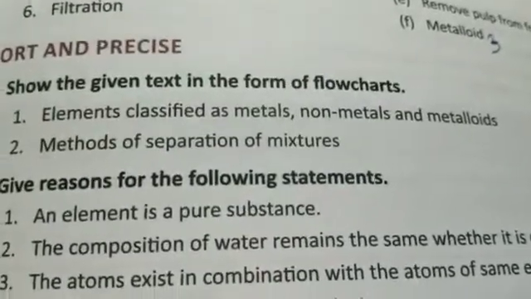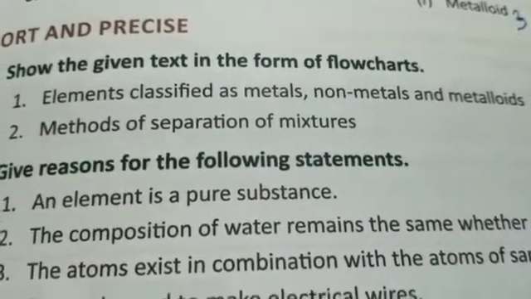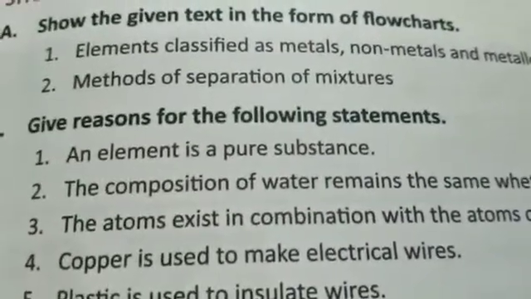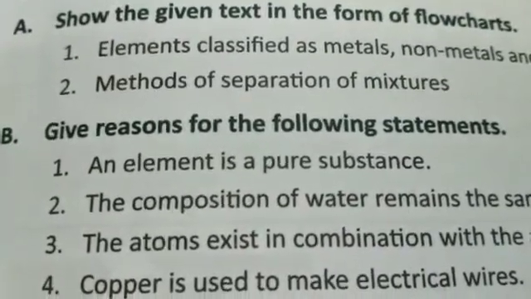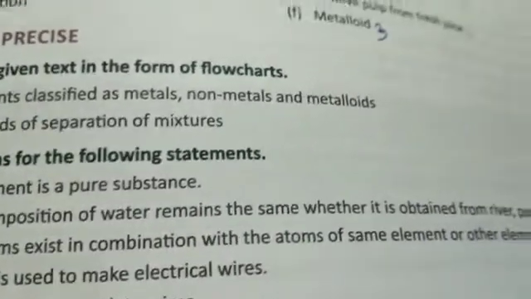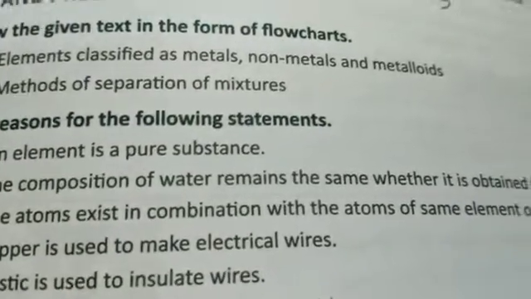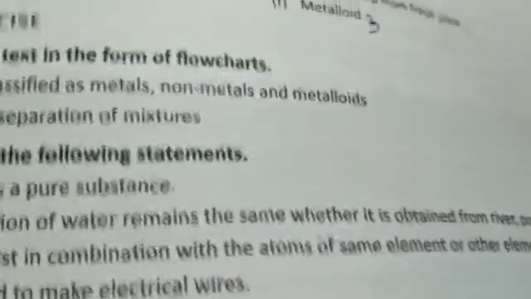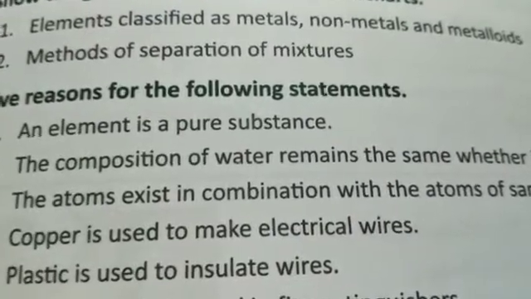Then come to the next one, short and precise. So elements are classified into metals, non-metals and metalloids. So this we have done. Then an element is considered a pure substance because it contains the same type of atoms. Then the composition of water remains the same because water is a compound. Atoms exist in combination with the atoms of the same element or other elements, because in nature atoms cannot exist freely except noble gases.